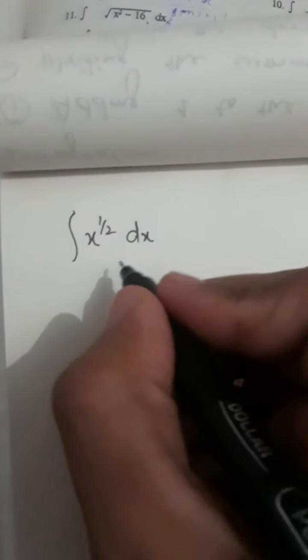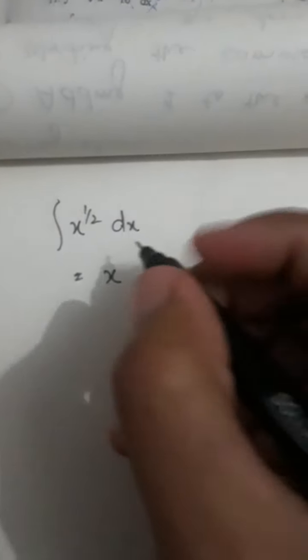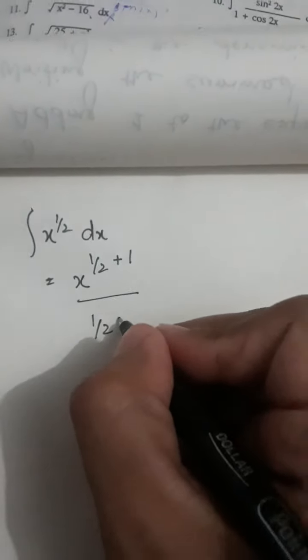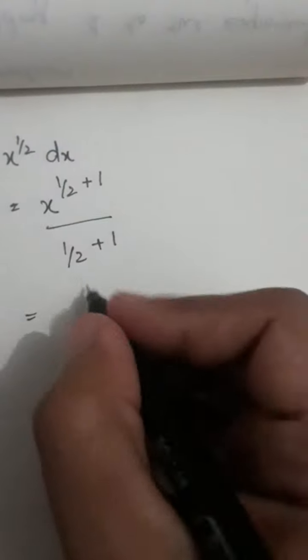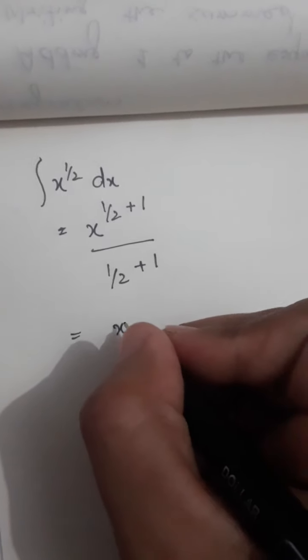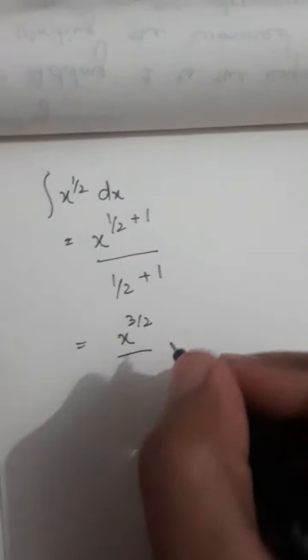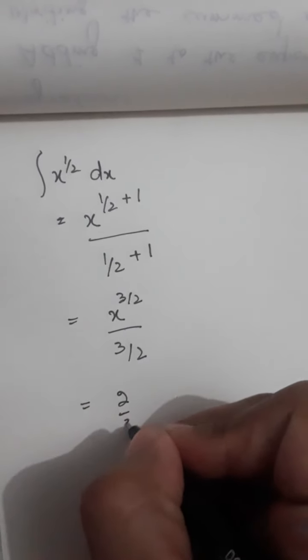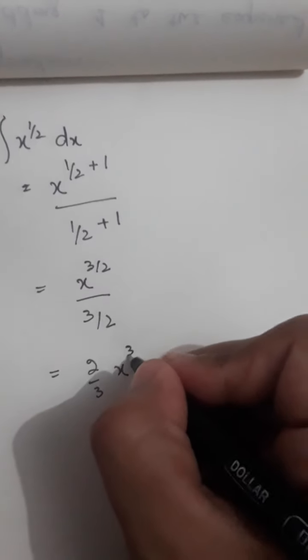So carrying out the same approach, that is writing out the variable, the function, and adding 1 to the exponent and dividing it by the same 1 by 2 plus 1. This is going to give me x raised to the power half plus 1, which gives 1.5. I can write it as 3 by 2. Same goes here, 3 by 2. I can write it as 2 by 3 times x power 3 by 2 plus c. That is supposed to be my answer. Let's take another example and finish it with that one.